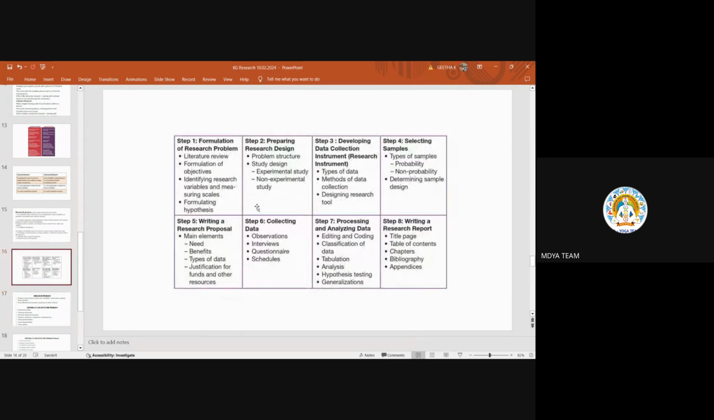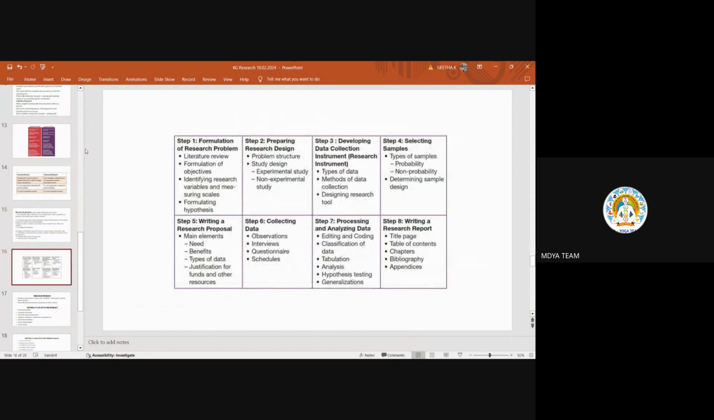So the last class, the main portion that we have seen is nothing but the research process. In the research process, we have seen these following steps: formulation of the research problem, and then how we prepare the research design. The third one is developing a data collection instrument or a research instrument. Another one is selecting a sample. The fifth one is writing a research proposal. The sixth one is collection of data. The seventh one is processing and analyzing the data. And the final thing is writing a research report.